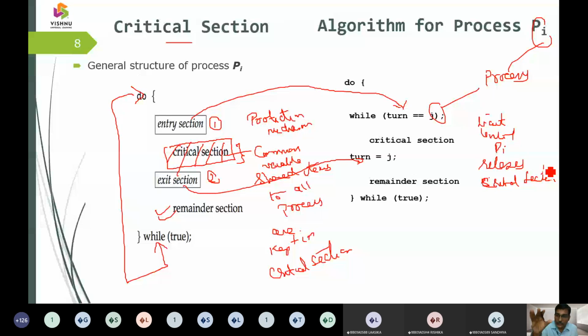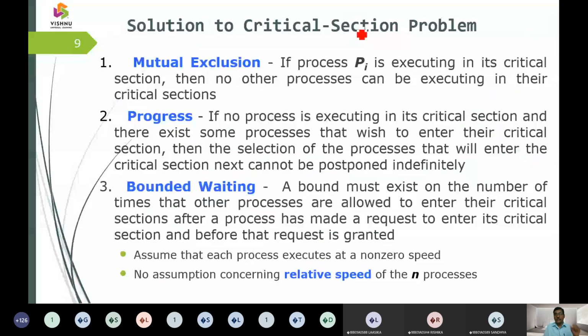If Pi is going to release the critical section, then Pj can enter it. So that is what we are going to emphasize on this. Okay. Now, how are these critical sections taken care of?